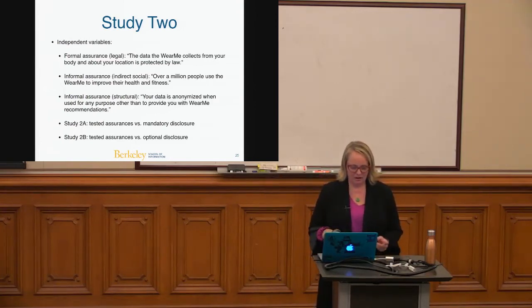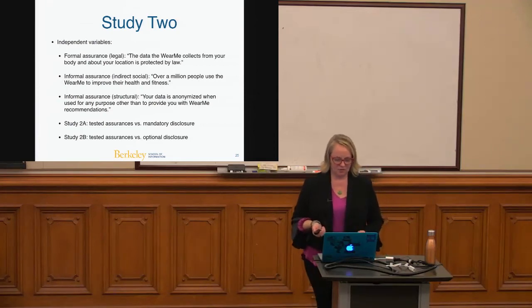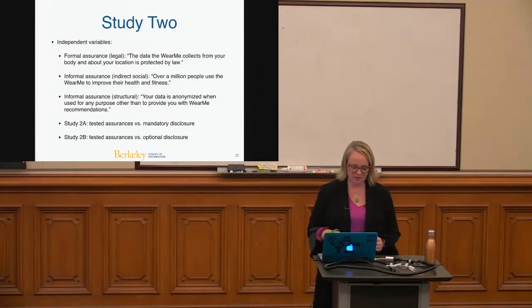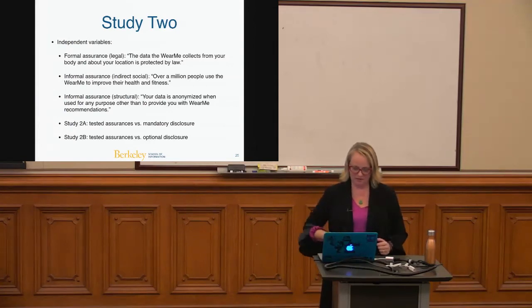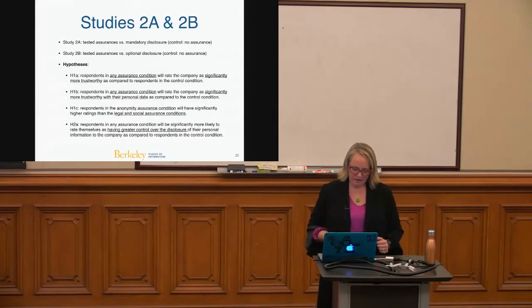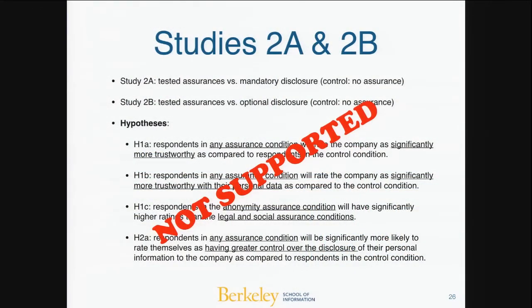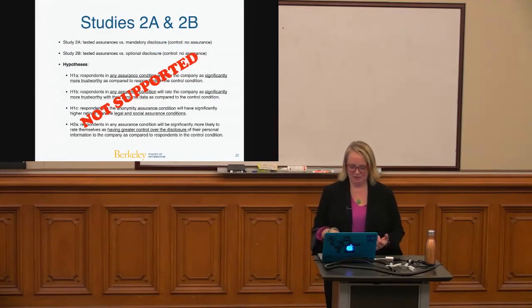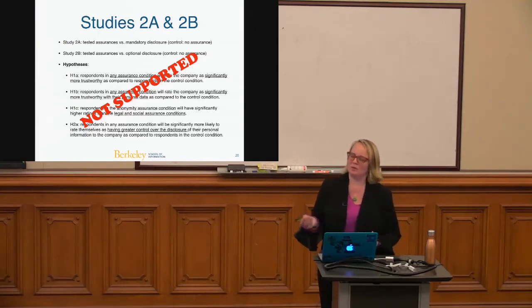And so I broke this into 2 studies. The first one tested these assurances against the mandatory disclosure condition, and the second one tested them against the optional disclosure condition. And so these are the hypotheses, and I'm not going to go through them in detail because they were not supported. And let me just spend a minute saying why I think that's the case. While assurances are typically understood to replace trust in negotiated exchanges, you still have to have some level of trust in order to facilitate exchange. So I hypothesized that some form of assurance would have a positive effect on trustworthiness and one's propensity to disclose information.